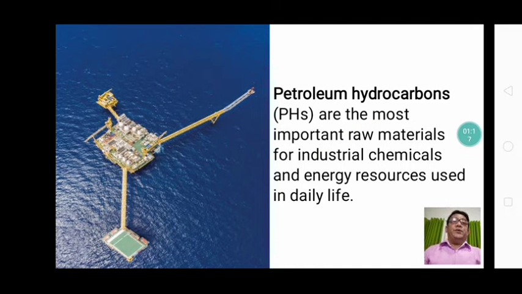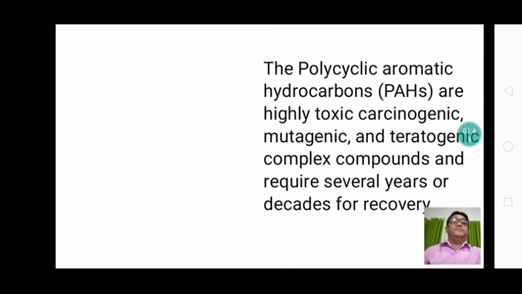Petroleum hydrocarbons are the most important raw materials for industrial chemicals and energy resources used in daily life. However, they also act as major environmental pollutants. With increasing demand for energy, high amounts of petroleum hydrocarbons from exploitation, refining, storage, and transportation contaminate the environment, especially in the case of large-scale accidental spills. Petroleum hydrocarbons are categorized into four broad classes of chemical compounds.